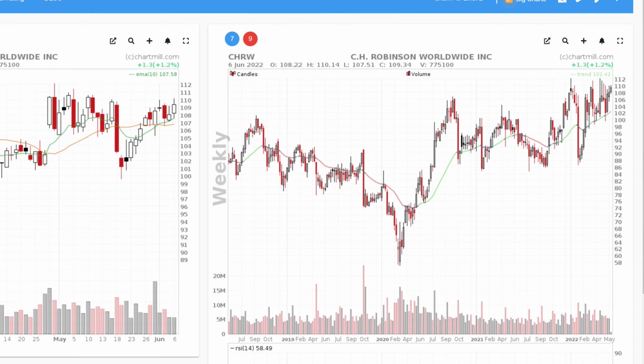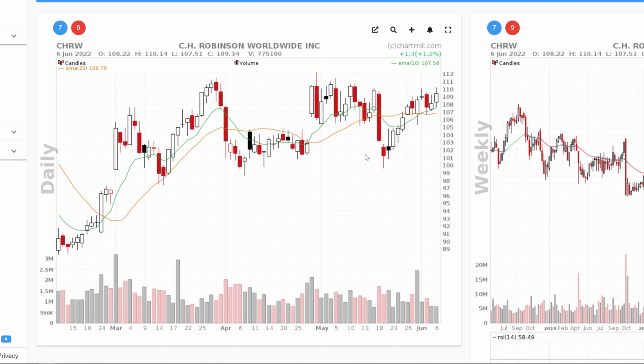And on my daily chart, there are 2 different moving averages. One is a 10-period exponential moving average, this is the green line, and then a 20-period simple moving average, which is the orange line. Now, this is the medium-term trend on the daily chart. As you can see, the exponential moving average is crossing upwards and downwards the 20-period simple moving average. So that is definitely a sideways trend.